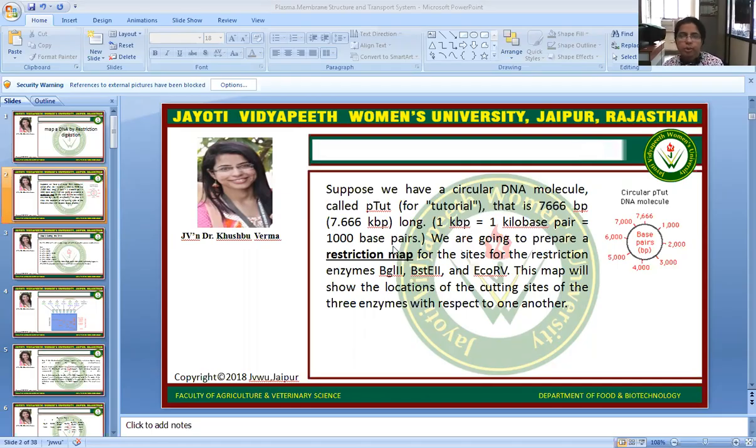We are going to prepare a restriction map for the sites of the restriction enzymes BglII, BstEII and EcoRV. This map will show the locations of the cutting sites of the three enzymes with respect to one another. This is the circular plasmid tutorial DNA molecule, and you can see it is 7666 base pairs in length.